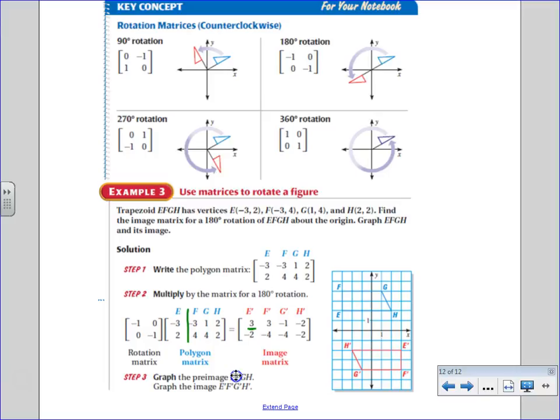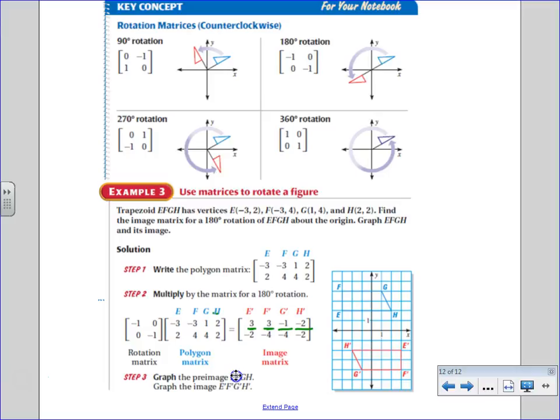Then we'll move over to the next column. -1 times -3 is 3, plus 0 times 4 gives us 3. We move on to the next column. Keep going on the columns until you run out. So -1 times 1 is -1. 0 times 4 is 0. Add those together, we get -1. One more column to go. -1 times 2 is -2. 0 times 2 is 0. So it's a total of -2.